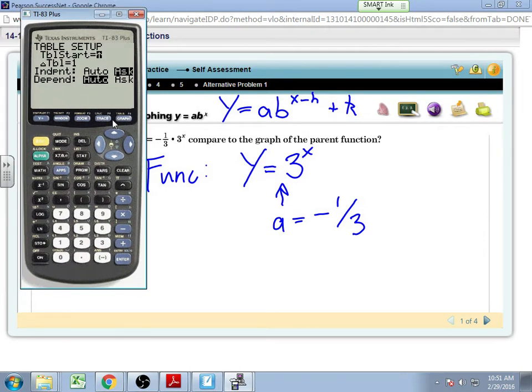Then go to the second graph, which is the table, and plug in the values for x.